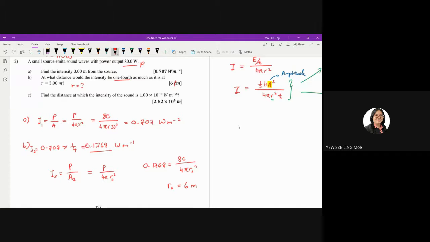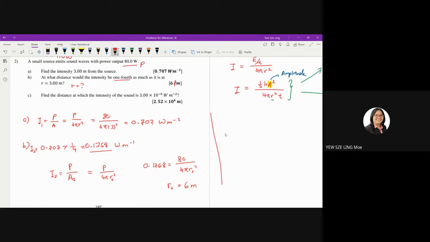So it should be 6 meters. So question C. Find the distance at which the intensity of the sound is now equal to 1 times 10 to the power of negative 8. So basically, you just repeat the same thing.